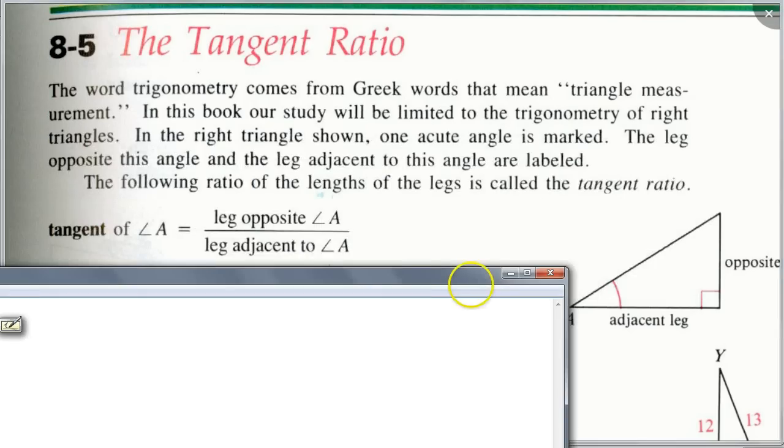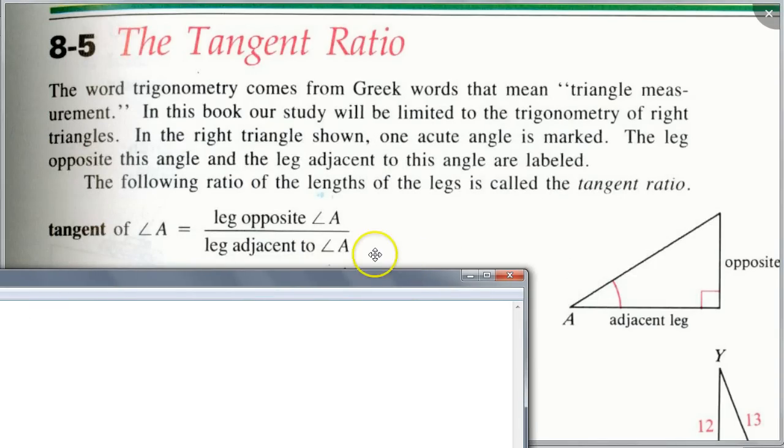Thank you. So there is a tangent ratio. Okay, so if you have a right triangle, as is stated before, we're going to be talking about right triangles only. In this right triangle, the ratio of the opposite leg right here over the adjacent leg is called tangent ratio. That's all. So it's got some name.